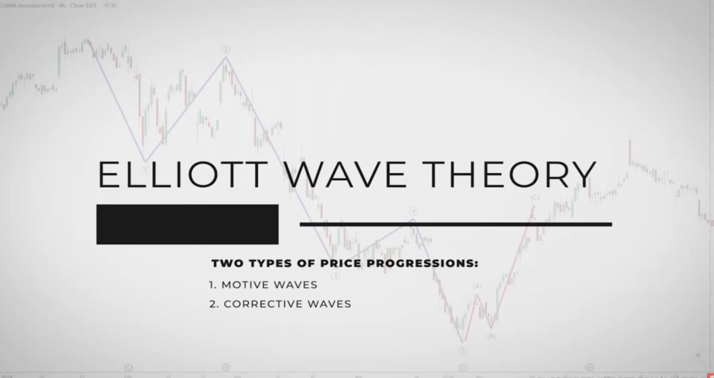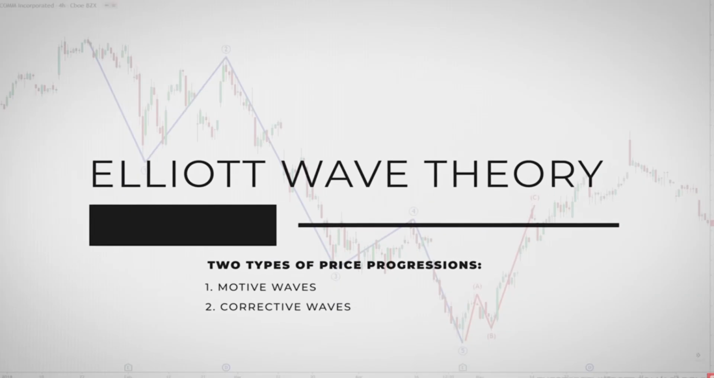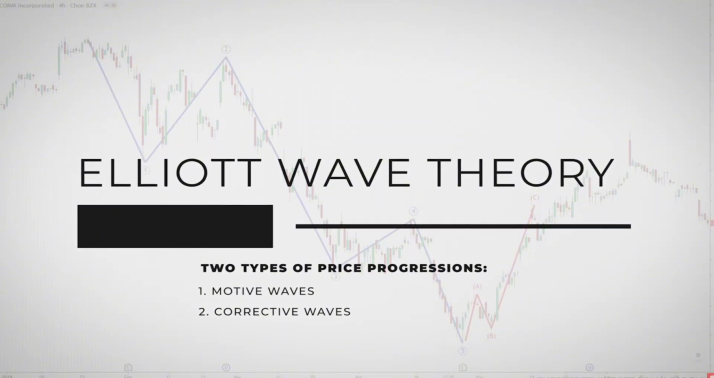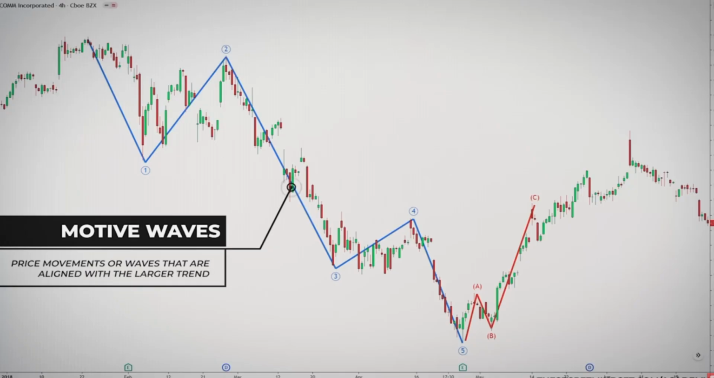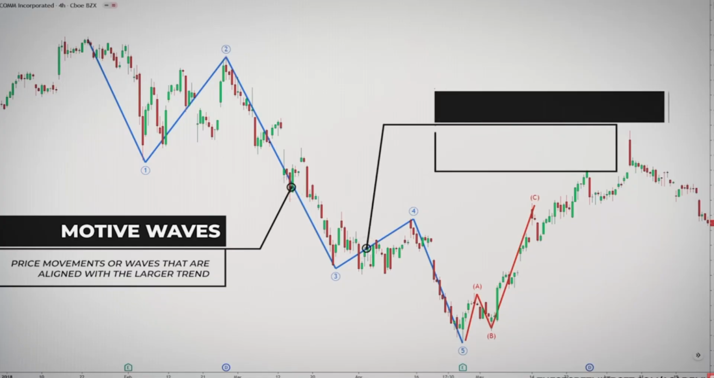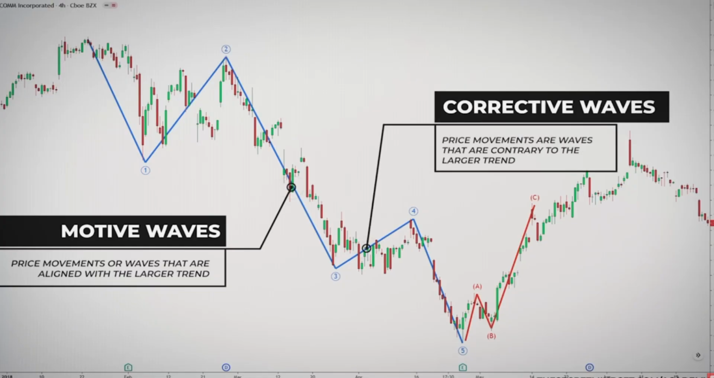Under the Elliott Wave Theory, there are two types of price progressions. The first are those price movements or waves that are aligned with a larger trend. These price movements are referred to as motive waves. The second are price movements or waves that are contrary to the larger trend. These price movements are referred to as corrective waves.